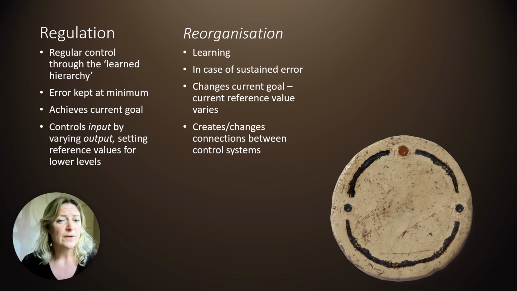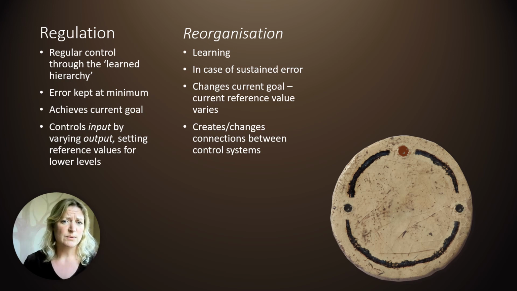At each level, I will compare two different aspects of the control system. On the one hand, regular control through the learned hierarchy. This can be considered regulation. This type of control is aimed at keeping error at a minimum, and it achieves its current goal by varying the output signal, setting reference values for lower levels. So that's like regular control, normal control as we all know it.